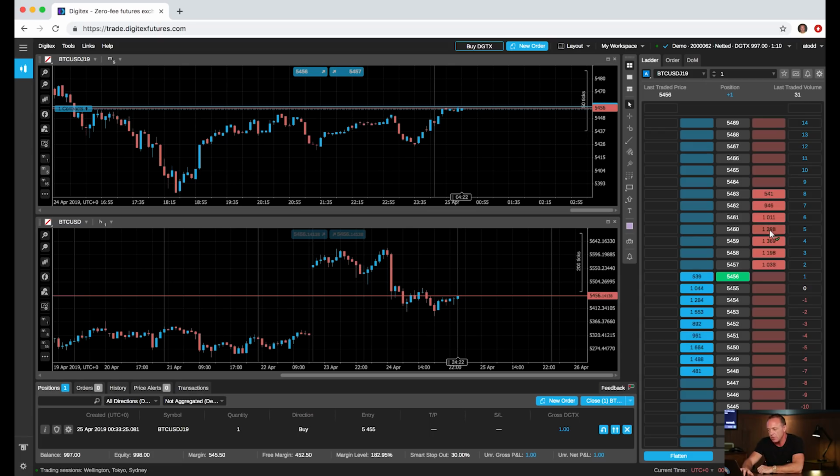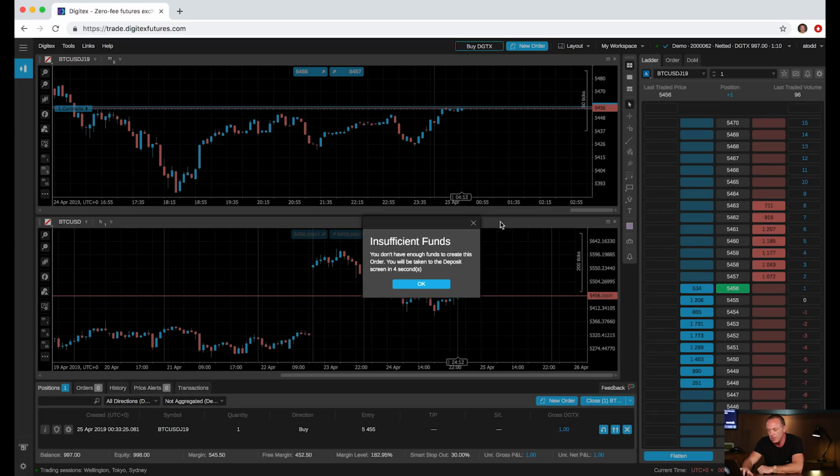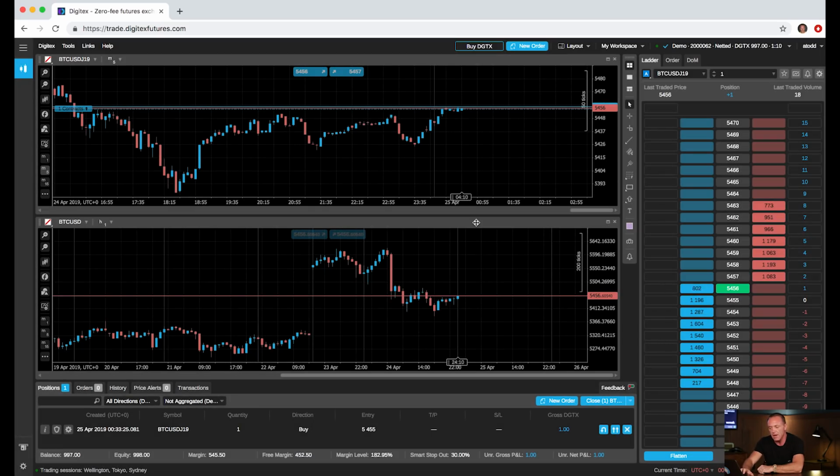So the user experience now is that anybody with 1,000 Digitex tokens, here I've bought one contract, I'm trying to sell it, I can't sell it. I'm stuck in this position now. I've bought one contract, I cannot get out of it. I cannot sell it on the ladder.